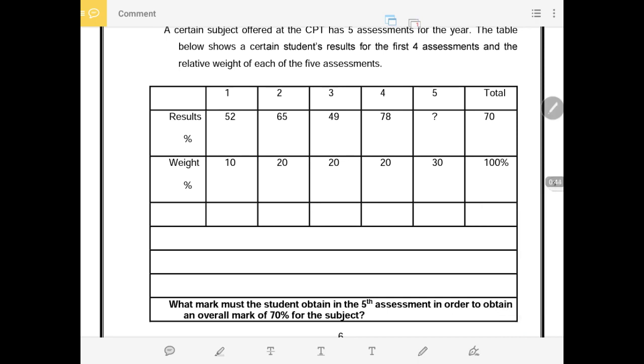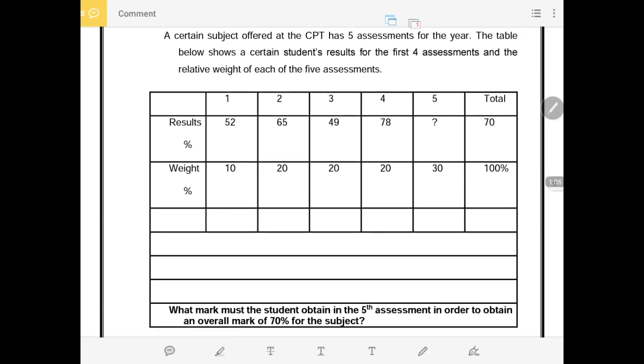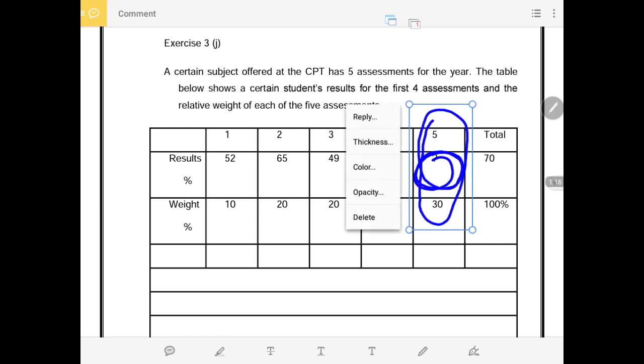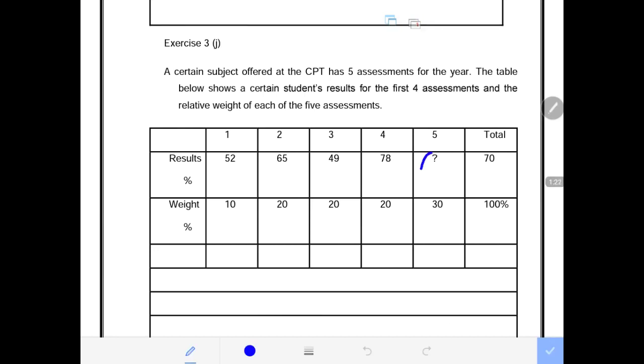Now there's only one assessment left, which is the fifth assessment, so we need to know what mark the student must get in order to get an overall 70% pass for this subject at the end of this academic year. Assessment number 5 is the one that is missing, which is not yet written. The student wants to at least get 70% overall, so he wants to know how much percentage he must get for this exam.